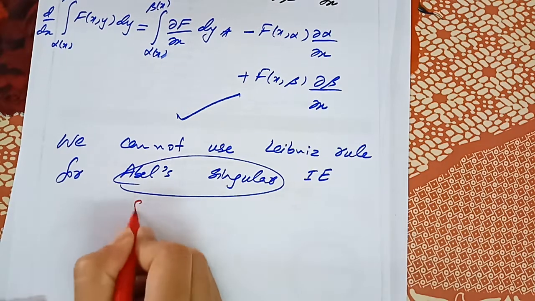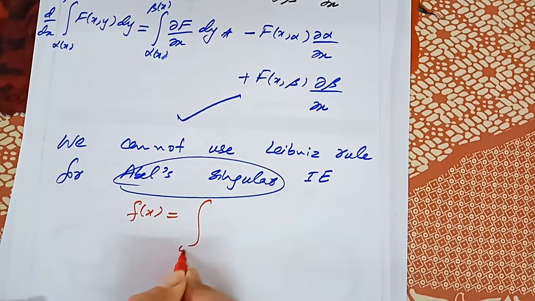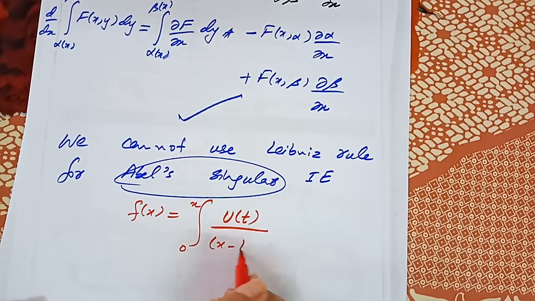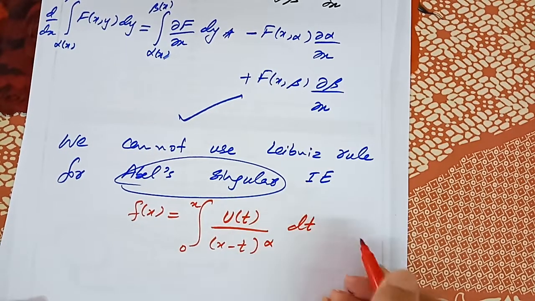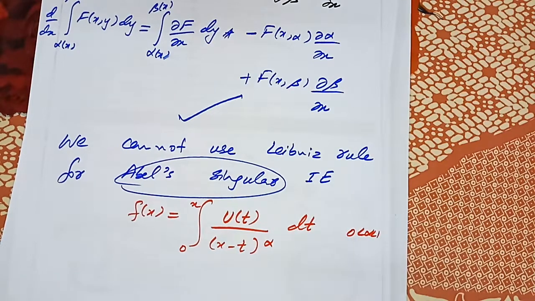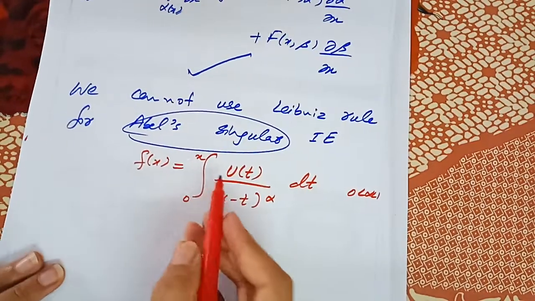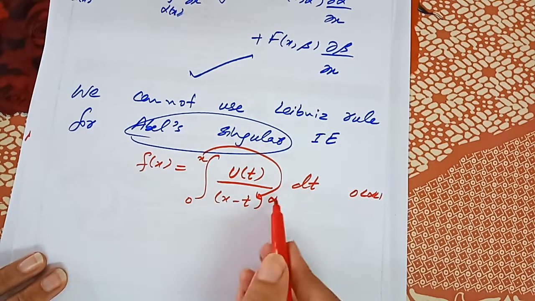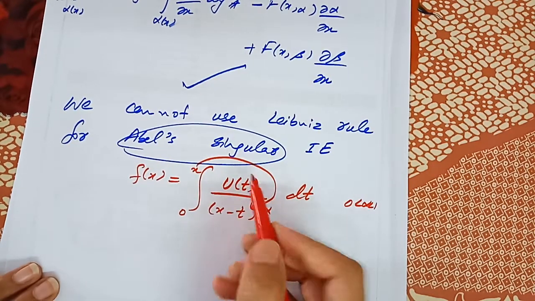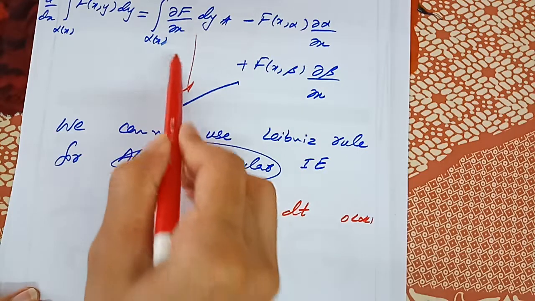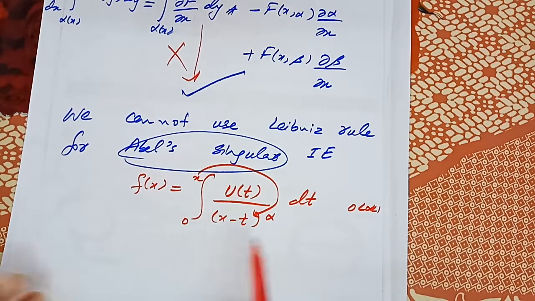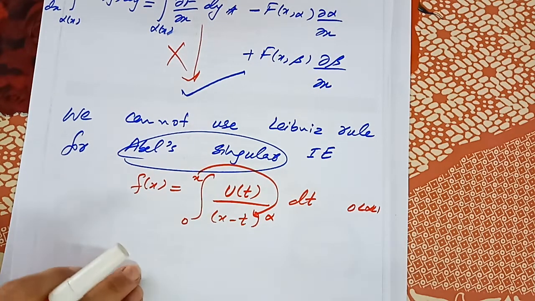An integral equation of this form: f of x is the integration from 0 to x of u of t divided by (x minus t) raised to the power alpha dt, where 0 is less than alpha is less than 1. You know that if we plug in x in place of t here, it's going to be undefined. So that's why it's Abel's singular integral equation. We cannot use this rule for Abel's singular integral equation, but we can use it for any other integral equation. I hope you understand this proof.